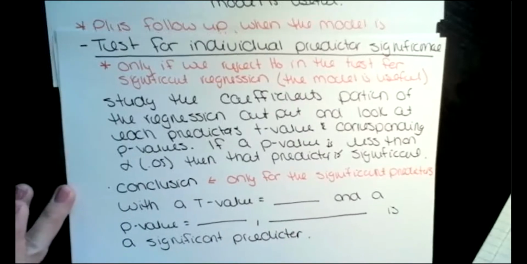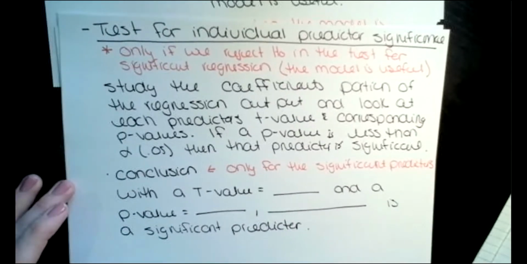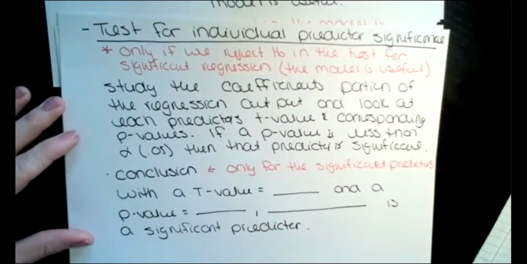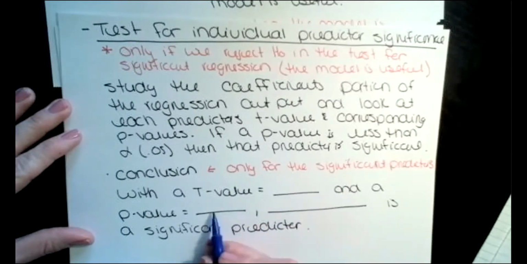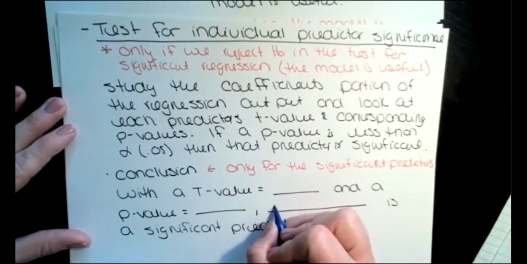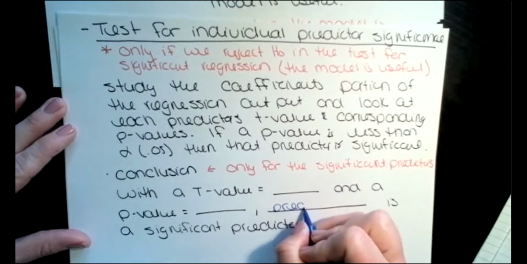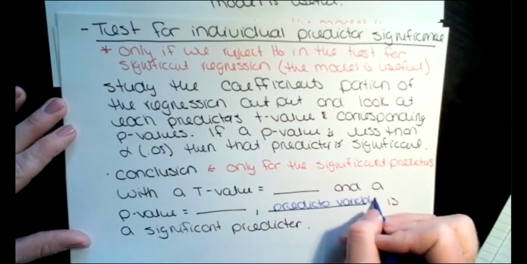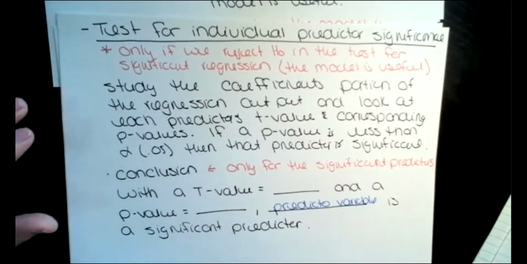You could give more detail, something like, the predictor variable is a significant predictor for our model that predicts y given x, that kind of thing. So we're going to write our t-value there and our p-value there. I don't think I have to fill anything there. And then this is just going to be our predictor, so whatever it is in words. Don't just write x, don't write x1, write what it is. If it's height, write height in there.